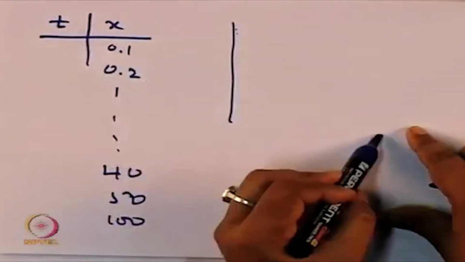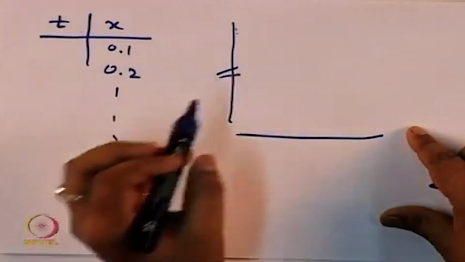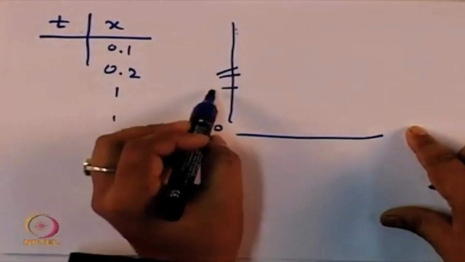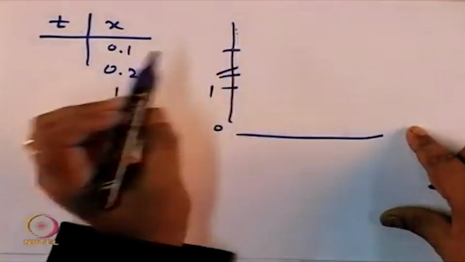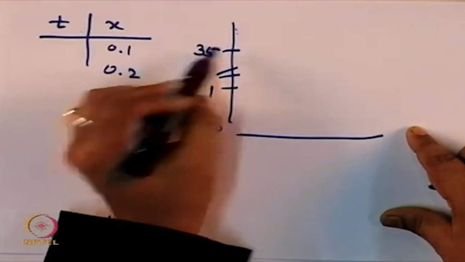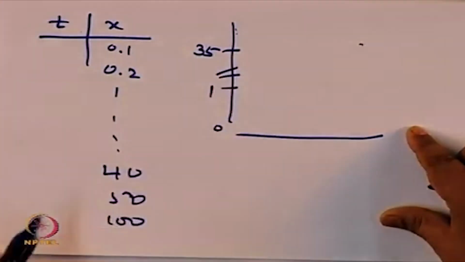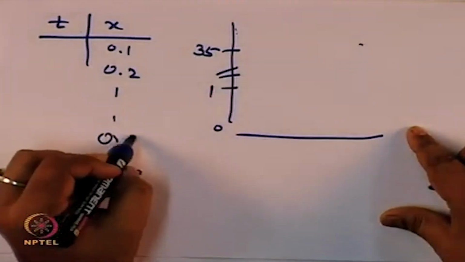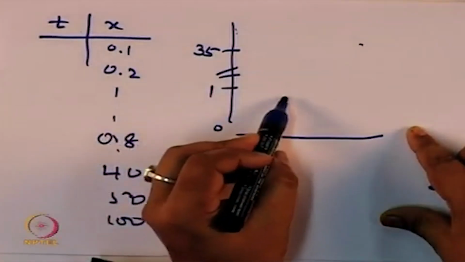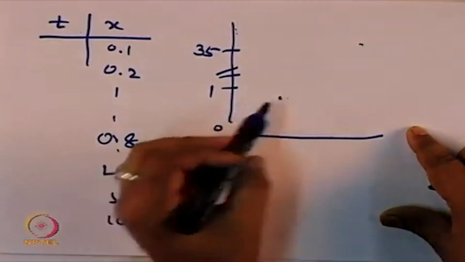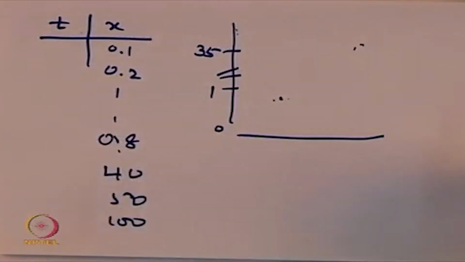You either insert a break in the axis. So, let us say my 0 to 1 is in one graph, and the next point starts from 35. So, my 40 point will rise somewhere here, and if the largest small value is 0.8, it will be somewhere here. So, I can see both these points on the same axis.